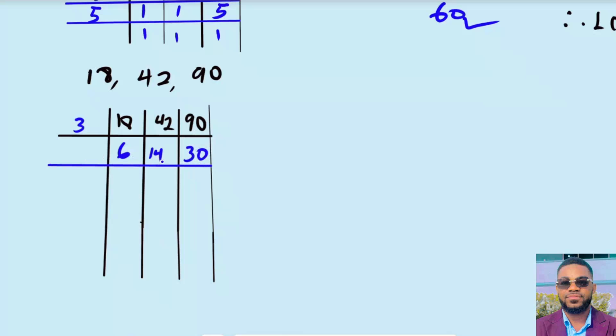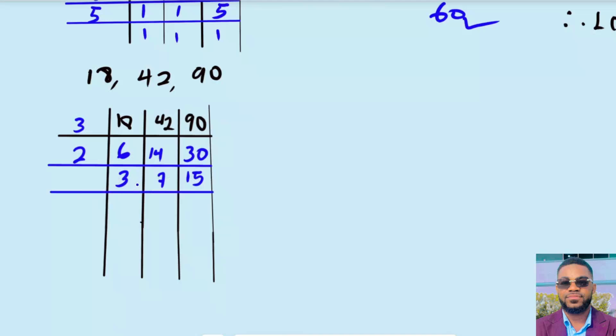Let's use 2. So we have 2 here. 2 goes into 6, 3 times. It goes into 14, 7. It goes into 30, that's going to be 15. We have to still break the next set of numbers down. Now we have 3, 7, 15.